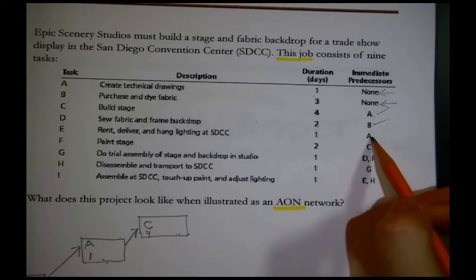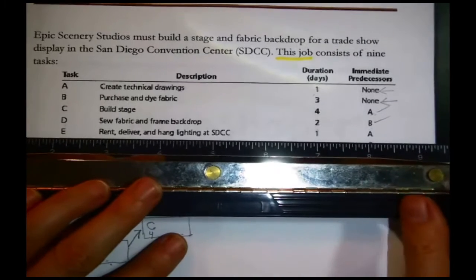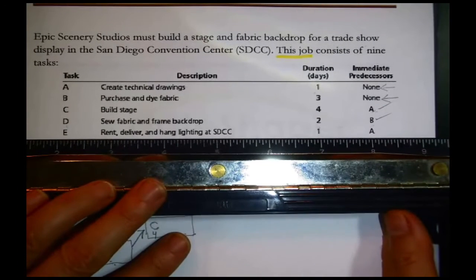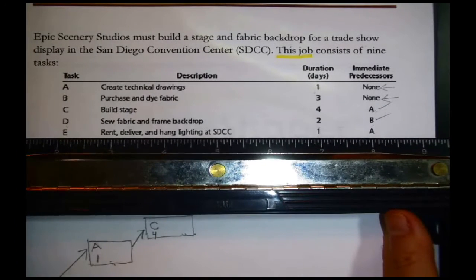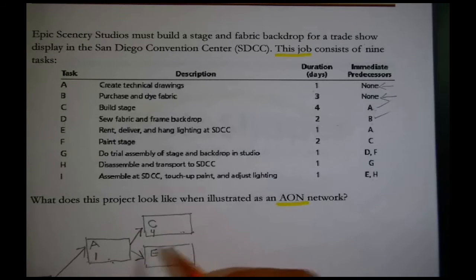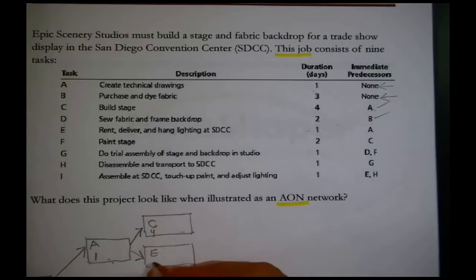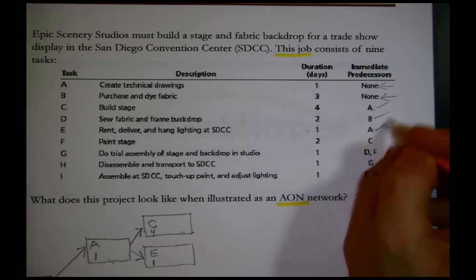E. Sometimes it helps to have a ruler. E has A as an immediate predecessor, just like C did. No problem, I know how to draw that. Here's task E, coming after A, so to speak, connected by an arrow. E is 1 day worth of work. Great, E's done.